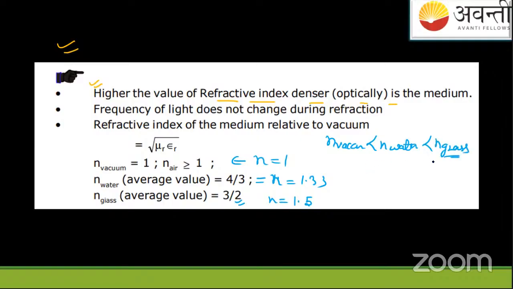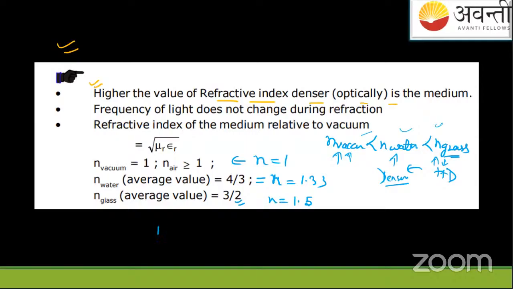Okay? The refractive index of glass is greater than water. The refractive index of water is greater than vacuum. So as you can see, the order is decreasing: glass, then water, then vacuum. So we'll say that water is more optically dense than vacuum, and glass is more optically dense, about 1.5 times, than water. Got it? Is it fine?